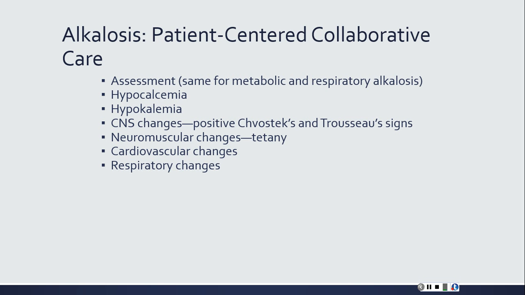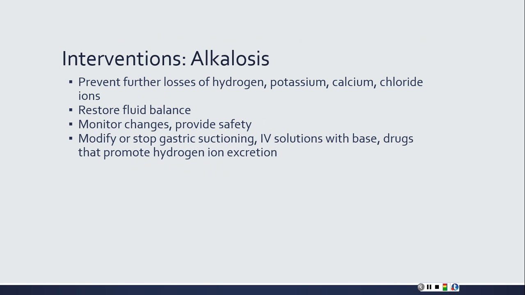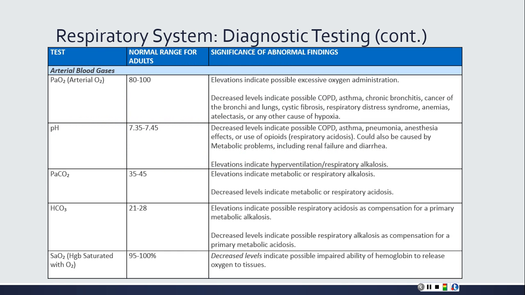Okay. All right. Now, what are our interventions? What do we do for a patient in alkalosis? Well, we want to prevent further losses of hydrogen, potassium, calcium, and chloride ions. Because the more of those we lose, the alkalosis is only going to get worse. We want to restore fluid balance as much as possible, monitor changes, and also provide safety. And then also modify or stop gastric suctioning, IV solutions with base drugs, and also drugs that promote hydrogen ion excretion. Okay. All right, and again, this is a look at our diagnostic sheet.